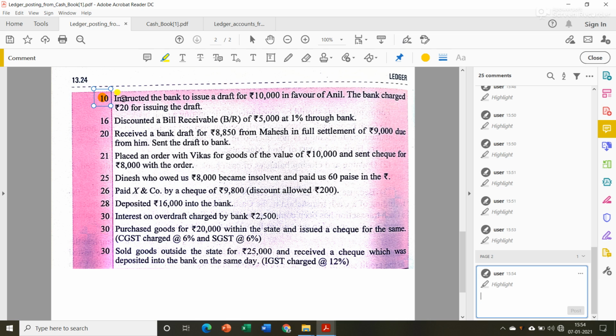On April 10, instructed the bank to issue a draft of 10,000 in favor of Anil. The bank charged 20 for issuing the draft. Okay, we give instruction to our bank to issue a draft of 10,000 in favor of Anil, and for doing that the bank charged us rupees 20.